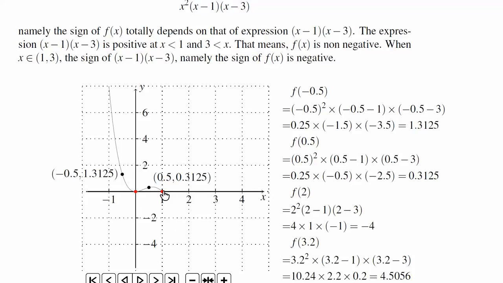Then you're going to choose between 1 and 3 another non-zero point. We choose 2, right here. You plug in 2 here. So then you have the value 2 squared times 1 times negative 1, which is negative 4. So it goes to here, right here, to negative 4.